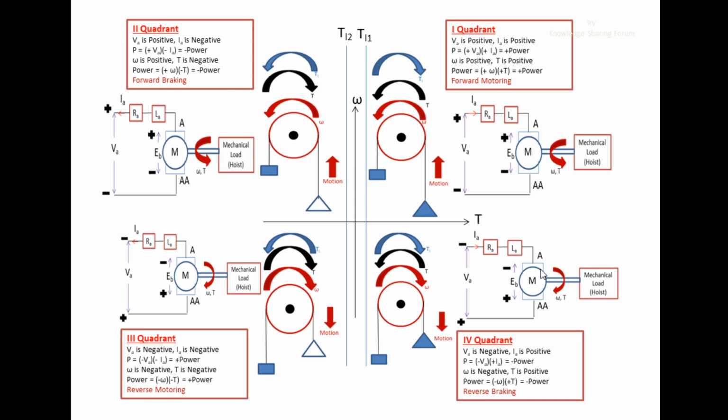See here, this is an electric motor. As we discussed, here the speed is in the clockwise direction. So the same polarity can be used. Here also the speed is in the clockwise direction. See, in the third quadrant the speed is in the clockwise direction, and here also the speed is in the clockwise direction. So the same polarity of the voltage can be maintained. There is no problem. But here the torque is in the counterclockwise direction, whereas there the torque is in the clockwise direction.